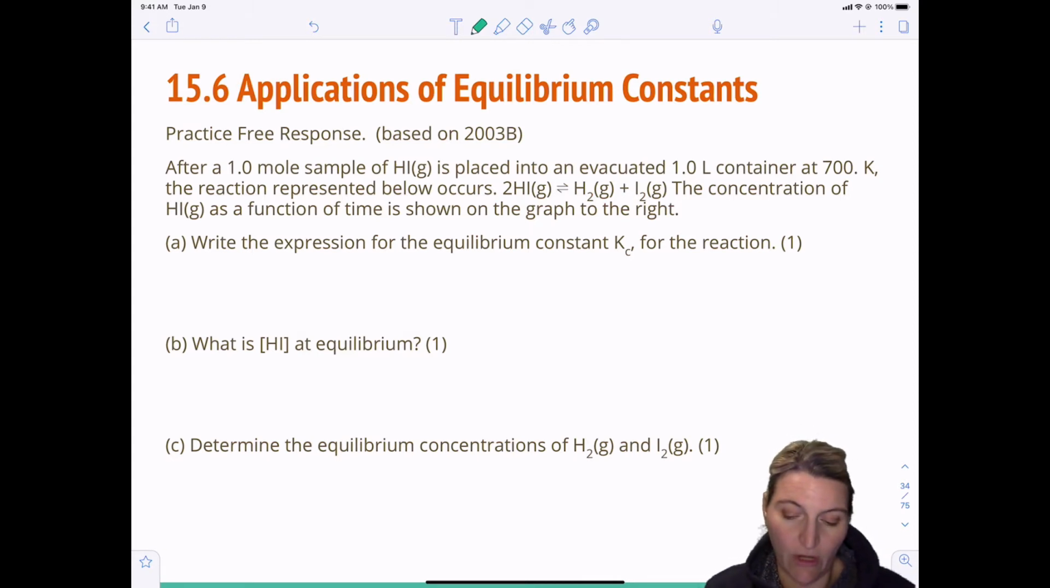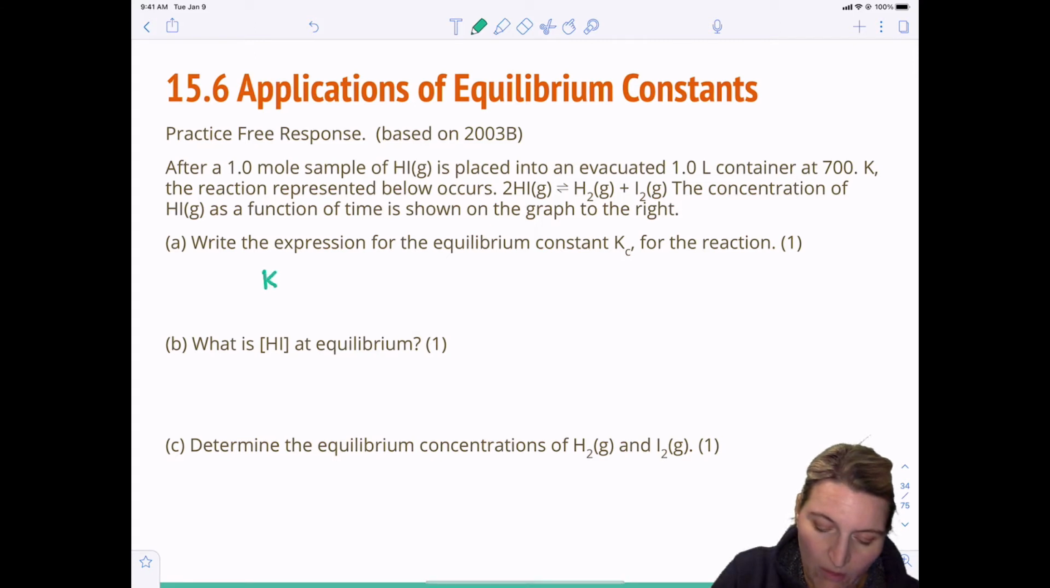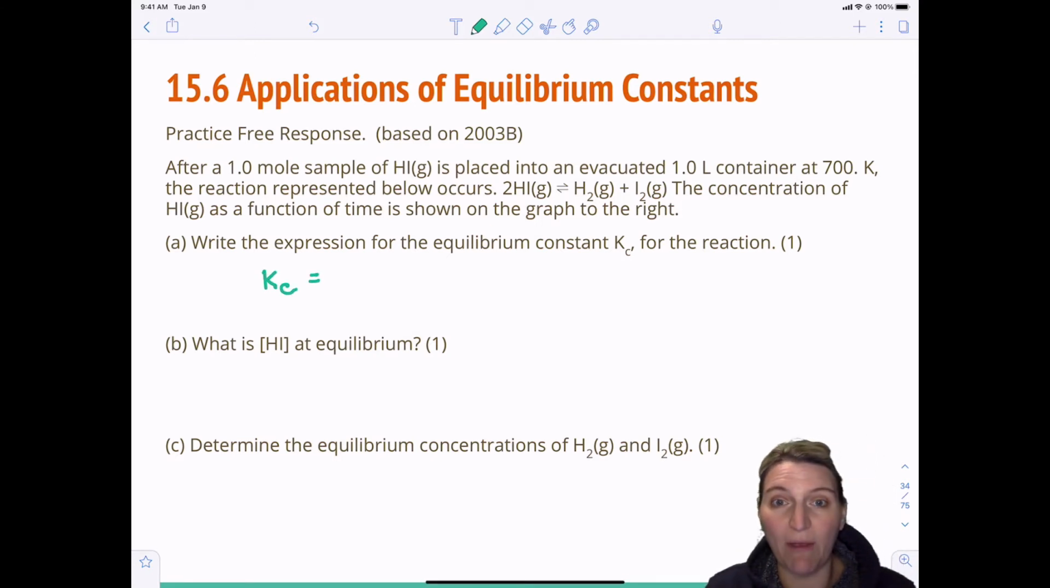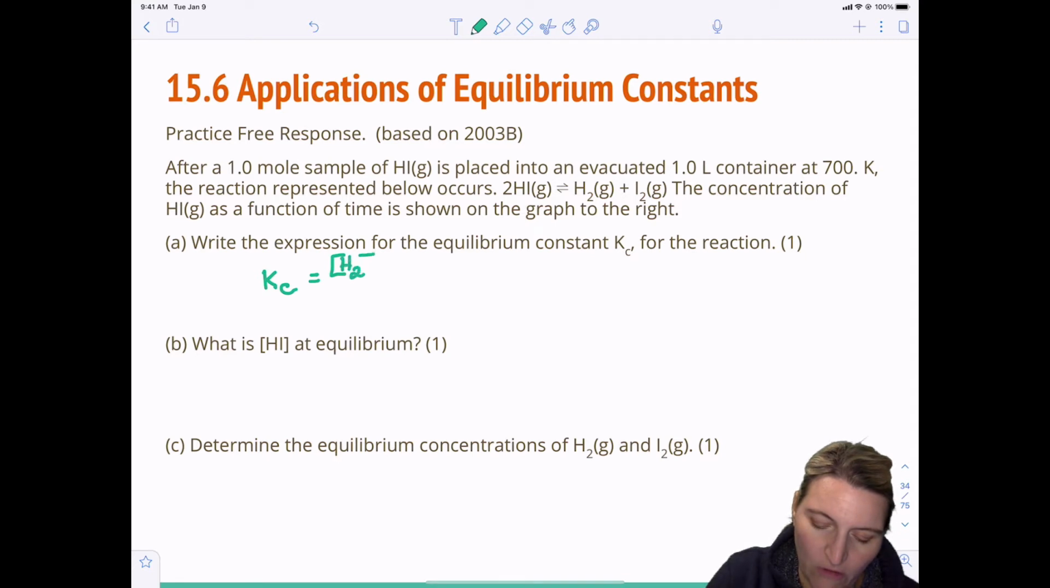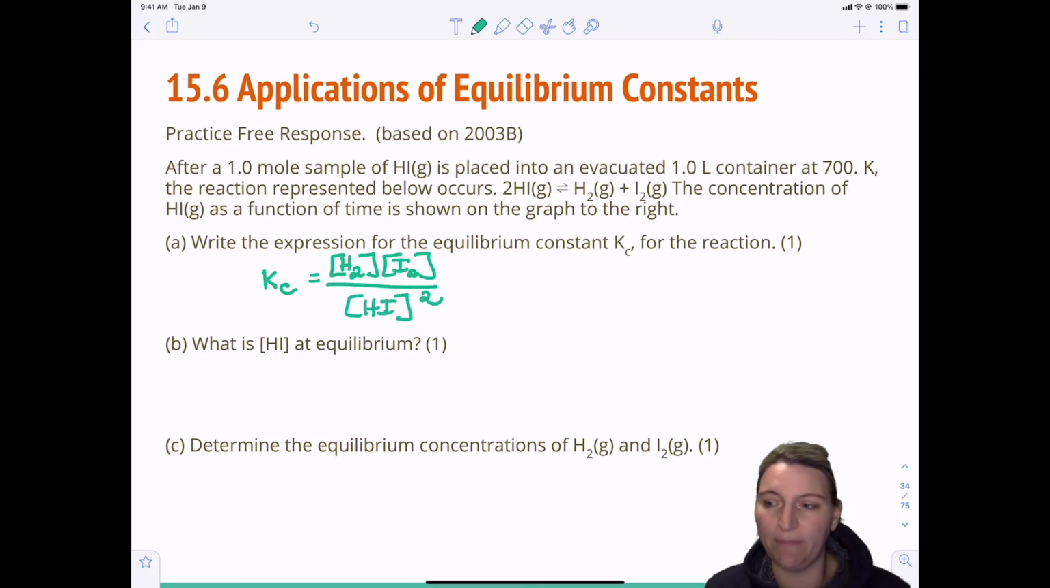So the question is talking about a 1 mole sample of hydrogen iodide gas placed into an evacuated container. There's the balanced chemical equation, and we have a graph of the concentration of HI versus time. So the first thing that it asks is for the Kc. So one thing I want to make sure is that these are gases, but since it says Kc, that's telling me that the question should be in terms of concentration. And products are going to be H2 and I2 over the reactant, which is HI, and the coefficient is 2, so that's going to be squared.